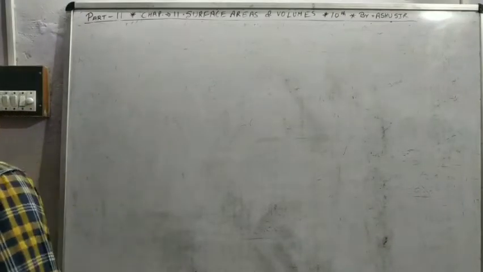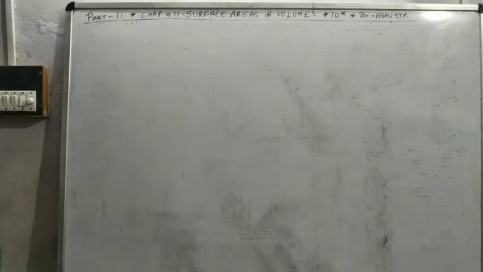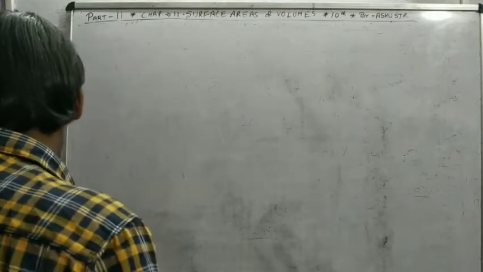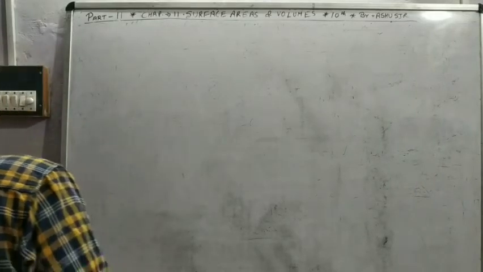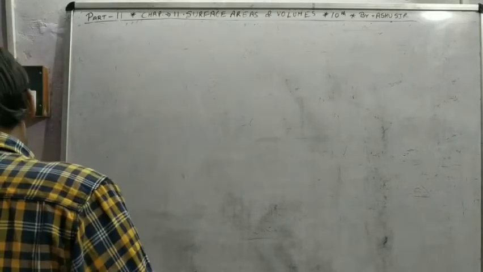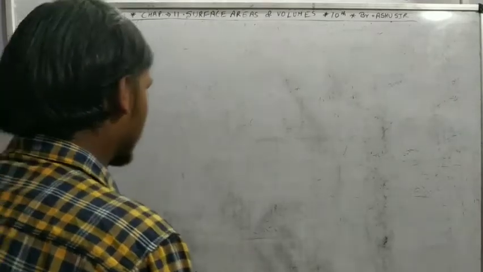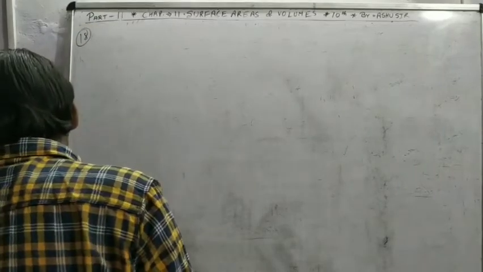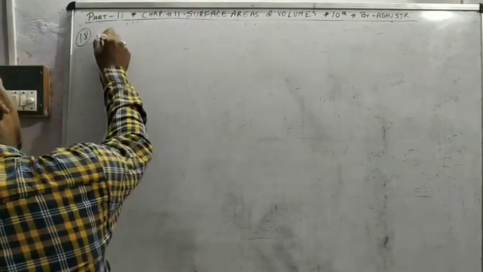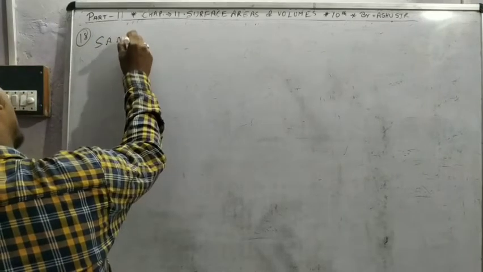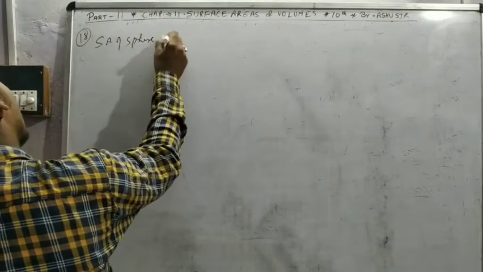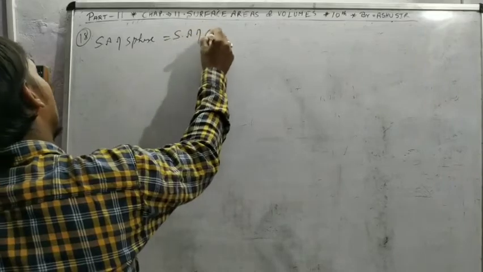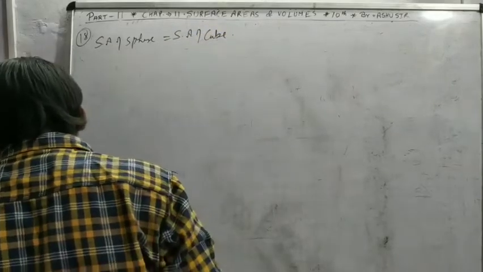The question is: a sphere and a cube have equal surface area, so that the ratio of the volume of a sphere to that of the cube is root 6 upon root pi. This is question number 18 sent from your side. A sphere and the cube have equal surface area, which means the surface area of a sphere is equal to the surface area of the cube. This is given.